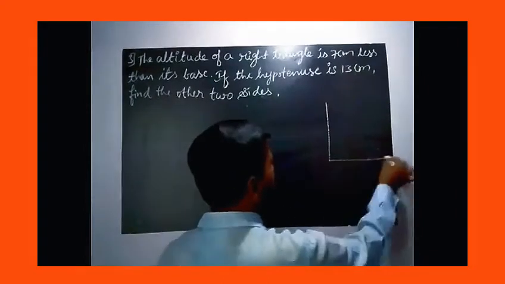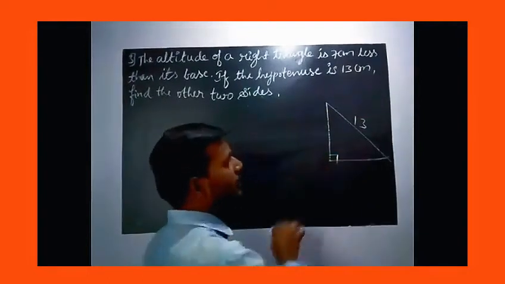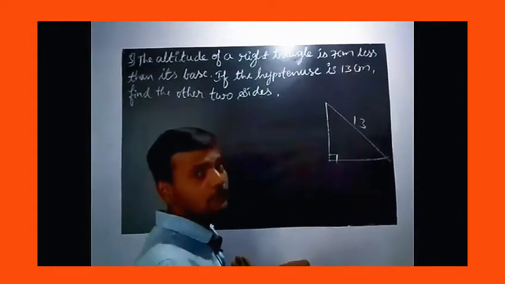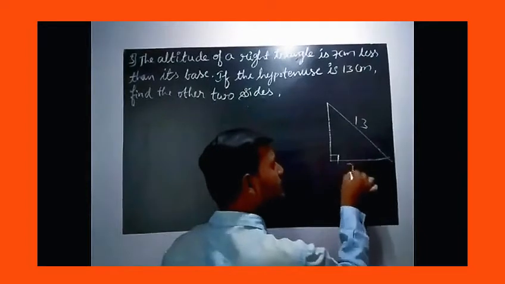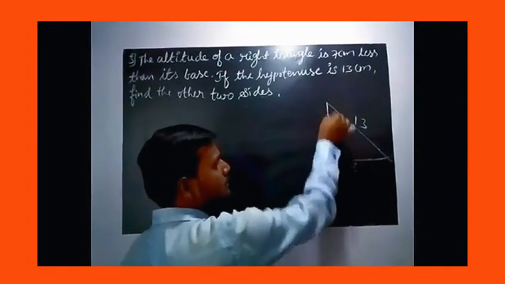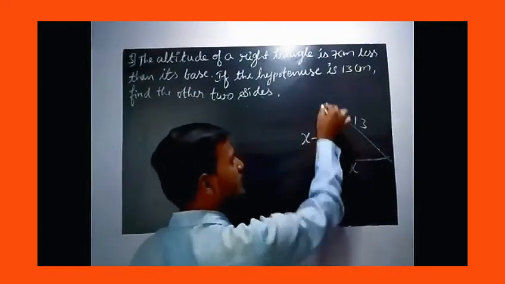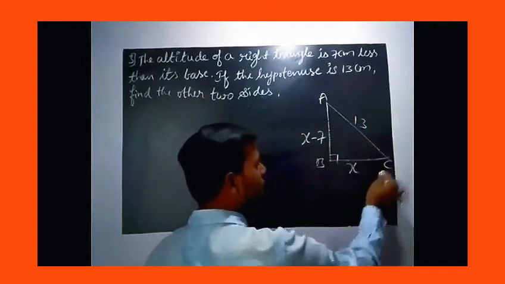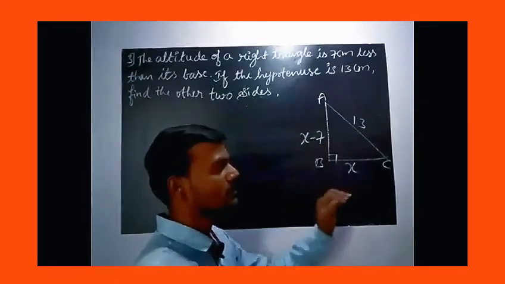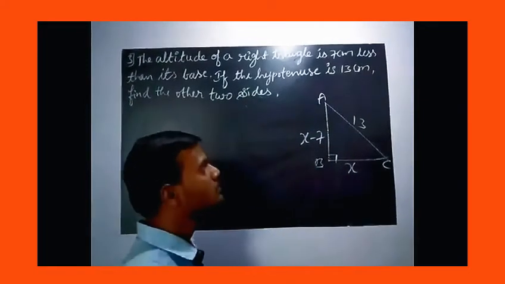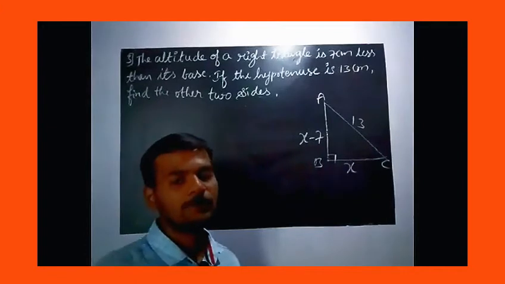They have given a right triangle, and in this right triangle they have given the hypotenuse. The altitude is less than the base. So let me take the base as x. The altitude is less than the base, that means x minus 7. Let us name the triangle ABC. Here the base is BC and AB is the altitude. AB is 7 cm less than BC. So by applying the Pythagoras theorem, we can find the other two sides of the right triangle.